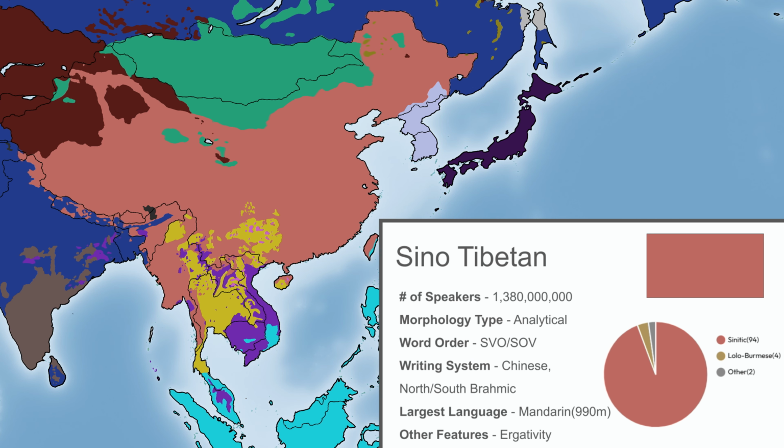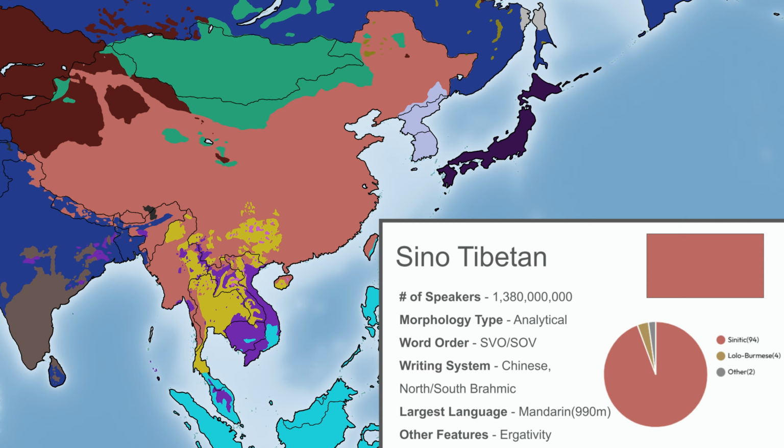The language family with the second most native speakers is the Sino-Tibetan family in East and Southeast Asia. Sino-Tibetan languages are spoken by around 1.4 billion people. Almost all Sino-Tibetan languages use analytical morphology. This is largely because of the Chinese writing system, which forces words to be shorter. The Chinese languages use SVO word order and the Chinese script, but most Tibeto-Burman languages use SOV word order and South Brahmic scripts.